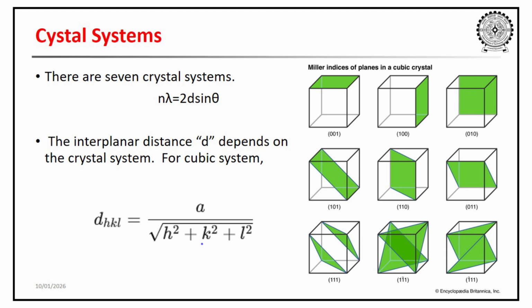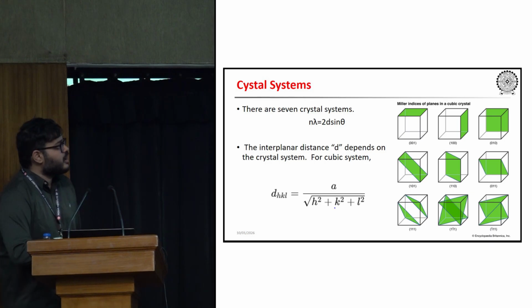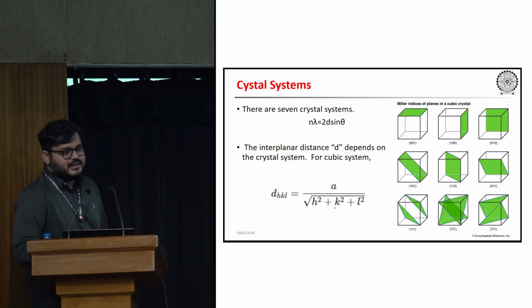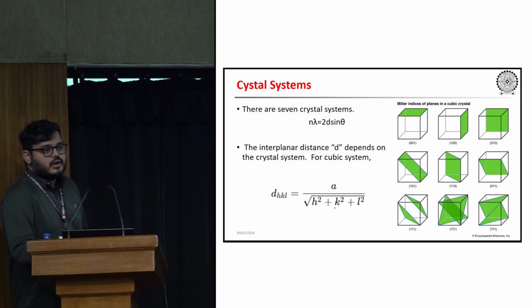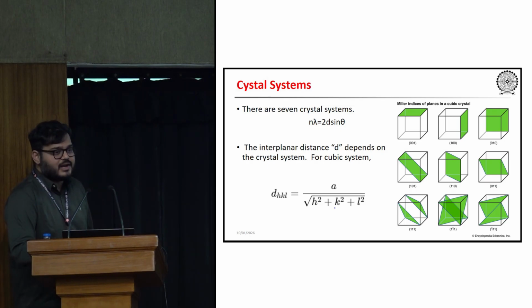So there are 7 major crystal systems, and the interplanar distance d, which is required to calculate the diffraction pattern, is going to depend on the type of crystal system. You have your cubic, tetragonal, hexagonal, trigonal, orthorhombic, monoclinic and triclinic. All the phases present in the cement are going to be in one or other of these crystal structures. For example, C3S is most likely going to be present in a monoclinic form or a triclinic form, right? Your C3A can be orthorhombic or cubic, right?